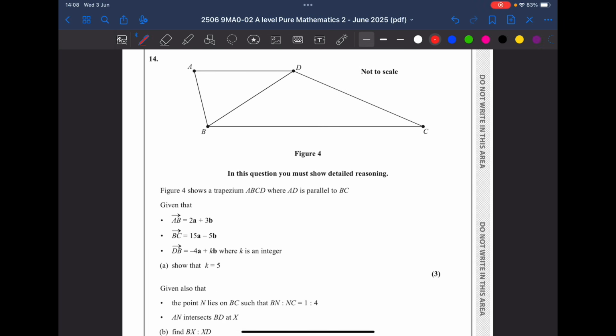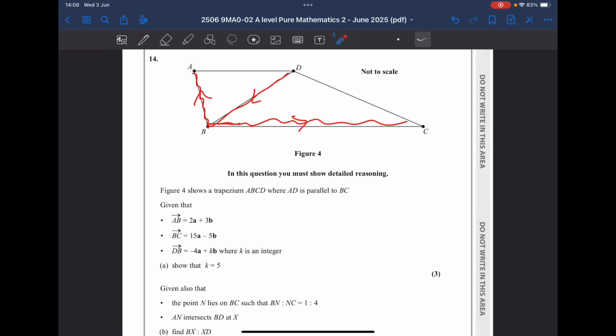A to B, we have that line. So the way I do it, I'm always going to colour in bits I've got to start with. B to C, it's over there, this line. D to B, going that way. So show that K is equal to 5. D to B. Can I move around these shapes? No, I can't really go anywhere on them, can I?